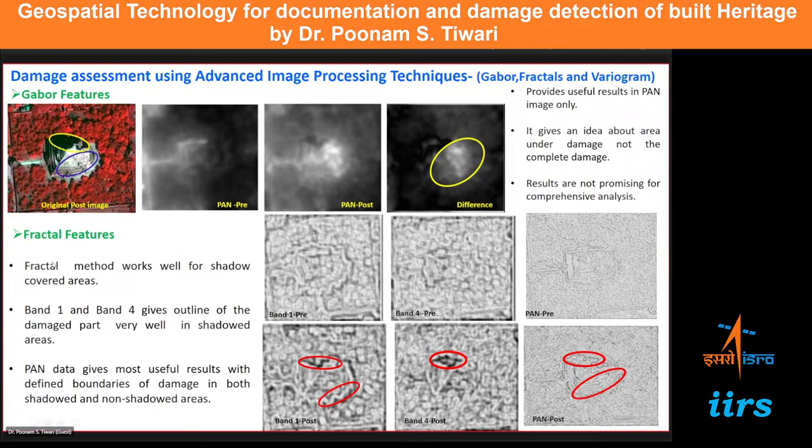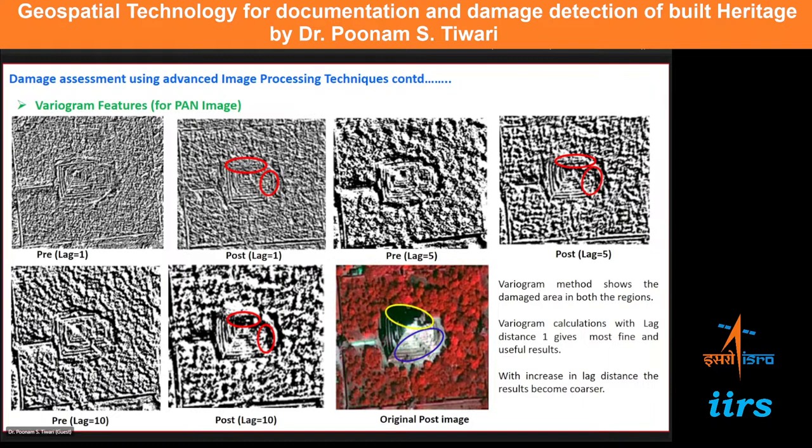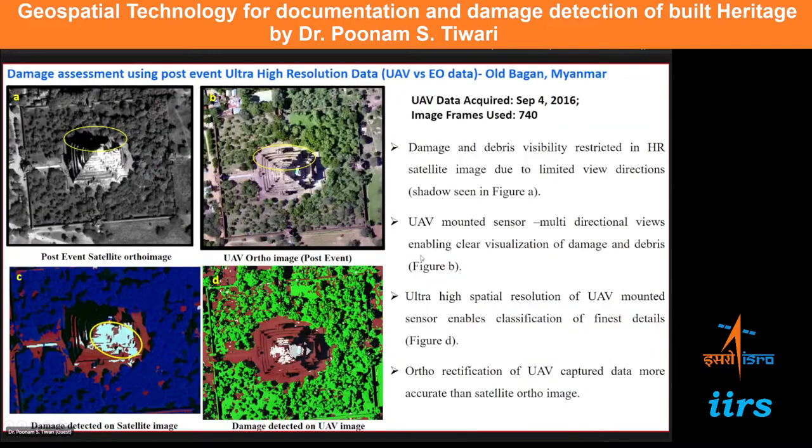such as fractals, you can see fractal methods work well for shadow covered areas, and you can get the damage in the shadow areas also. This is the result for variogram. For variogram also, in the shadow portion you are getting the results. You can see. The same UAV images were also used for assessing how much damage has happened in the area.